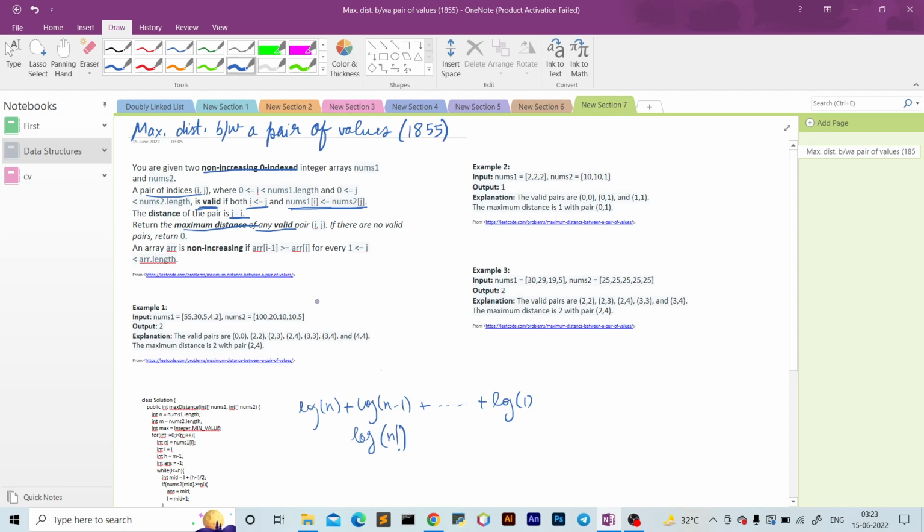So let's discuss what a non-increasing array is. A non-increasing array would be something like, let's say, 100, 40, 40. This is non-increasing because it is not increasing. From here it is decreasing, and then it is stable here. So non-increasing does not necessarily mean that it is strictly decreasing. The consecutive values would either be decreasing or the same.